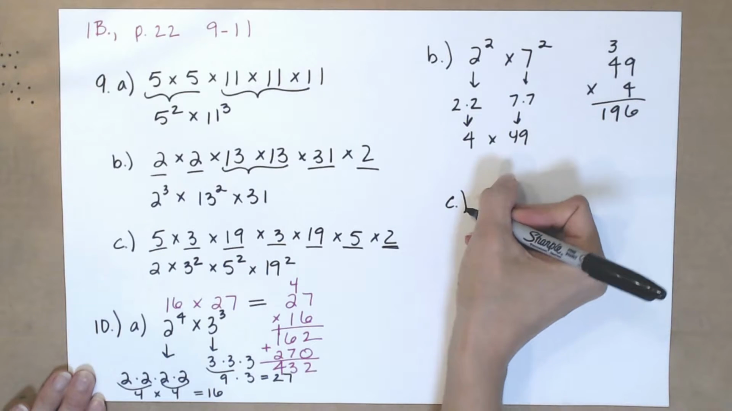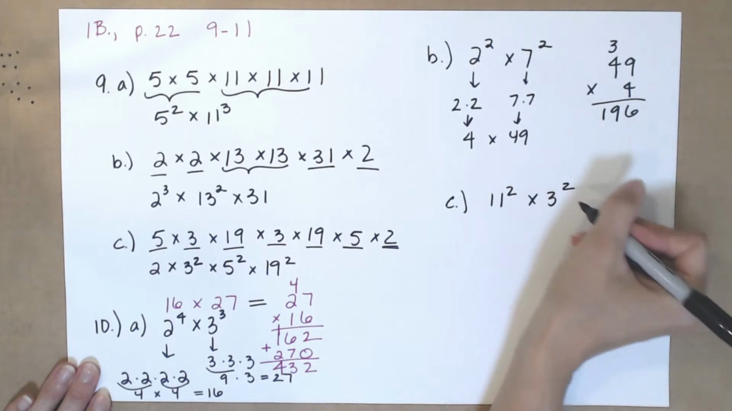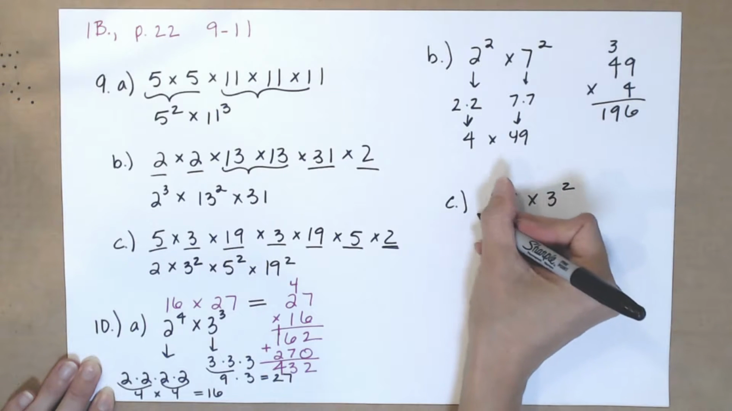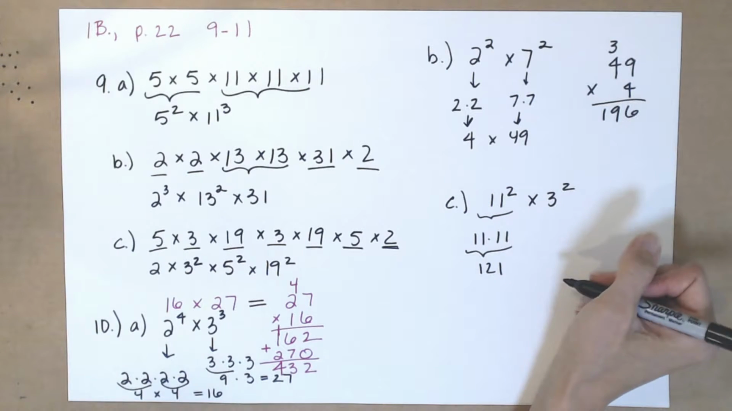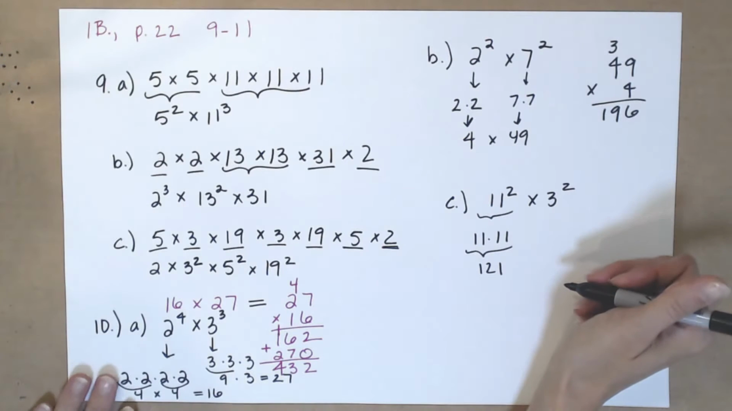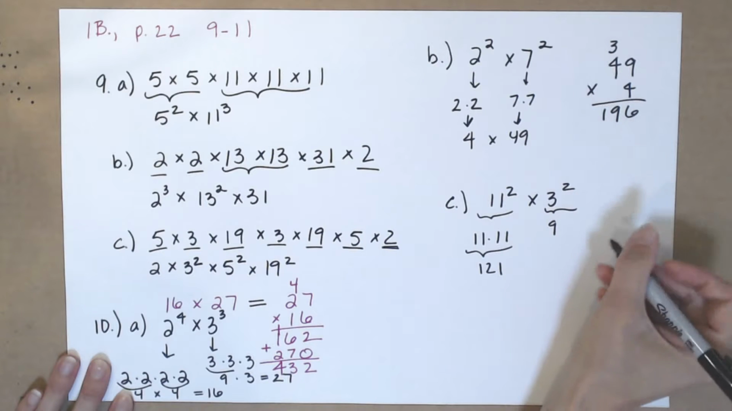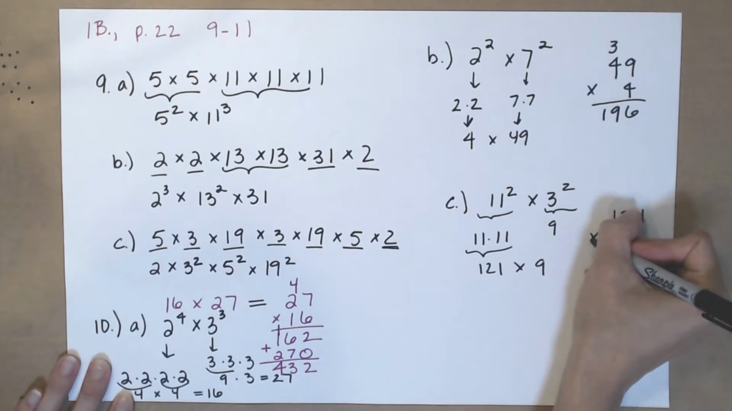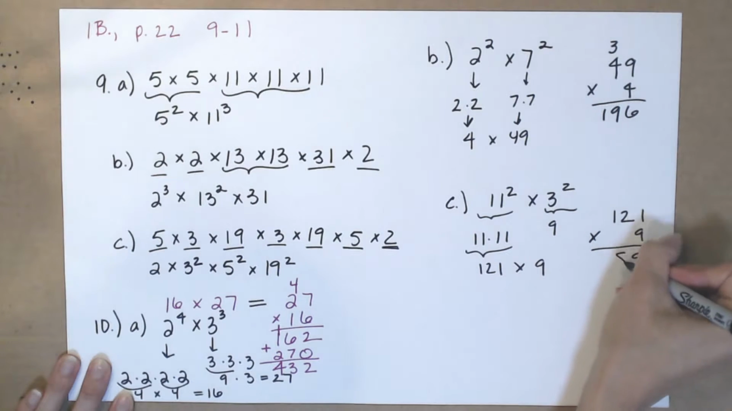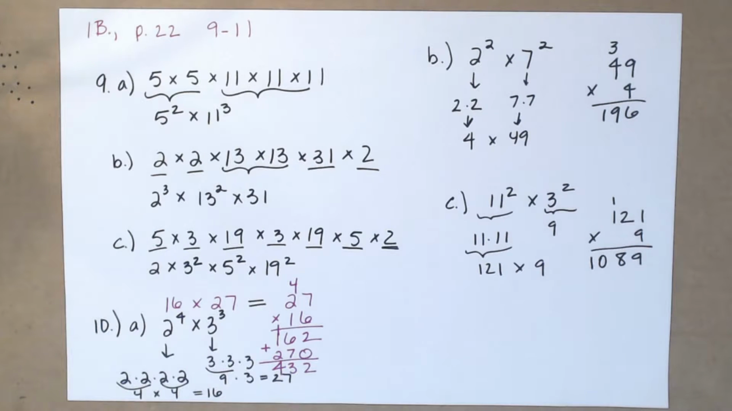And part C. 11 squared times 3 squared. Okay, 11 squared is 11 times 11, which is 121. If you don't know that math fact, you can multiply it out. 3 squared is 3 times 3, which is 9. So we end up with 121 times 9. And we can multiply that out and we get 1,089 for that one. Moving on to number 11.